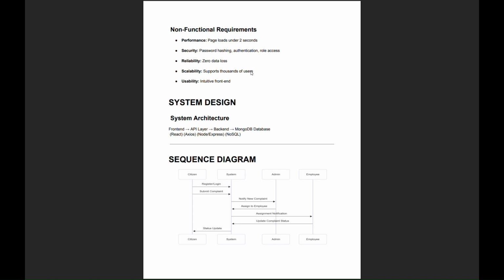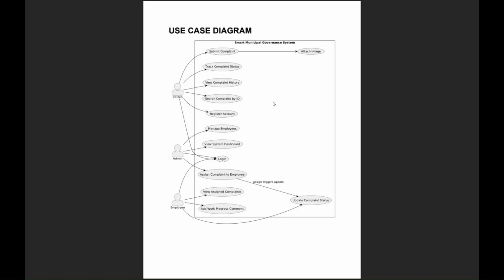For now, I will explain the use case diagram, which represents how different users interact with our system. In the diagram, we can see our three main actors: citizen, admin, and employee. Citizens can submit complaints attached with images, track complaint status, view history, search by complaint ID, and register an account. Admin can log in, view the whole system dashboard, manage employees, and assign complaints to employees.